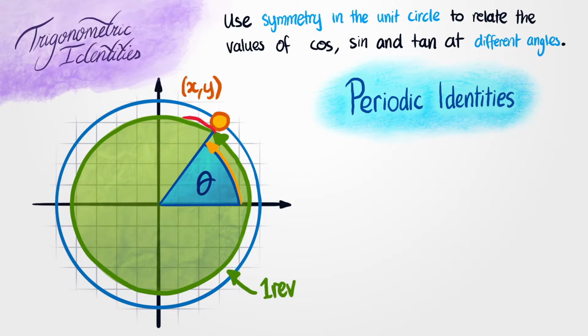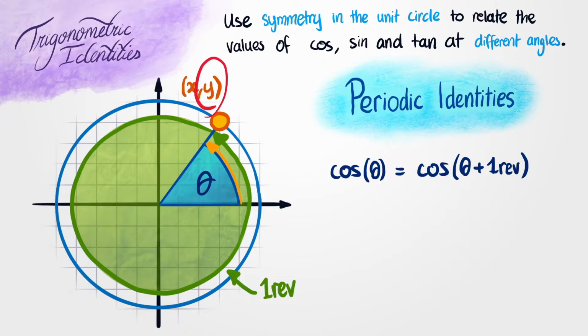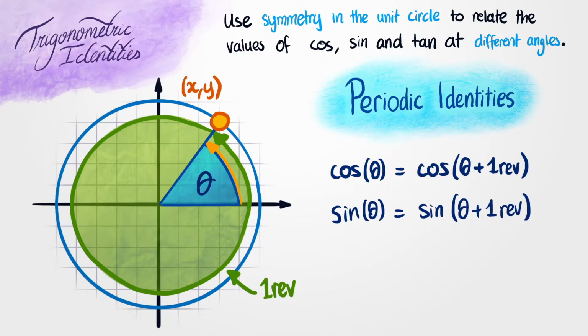Since going around the circle one full time doesn't cause the x-coordinate to change, then we can say that the cosine of theta is equal to the cosine of theta plus 1 rev. Now, since making a full turn doesn't cause the y-coordinate to change either, then we can say that the sine of theta is also equal to the sine of theta plus 1 rev. Now, since the gradient is just y divided by x, then we know that the tan of theta also equals the tan of theta plus 1 rev.